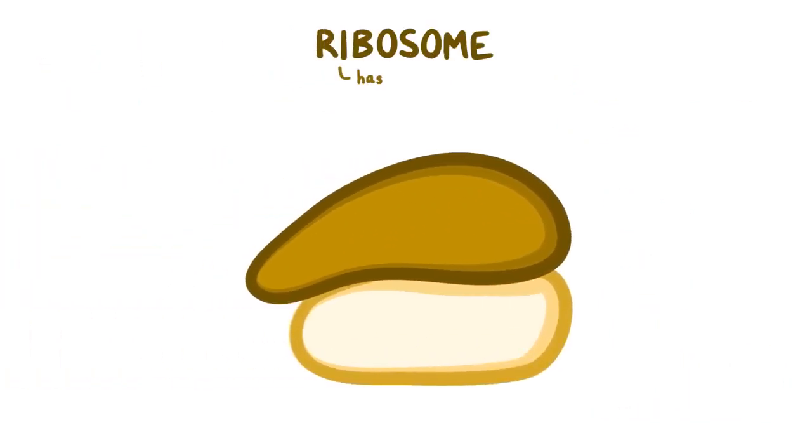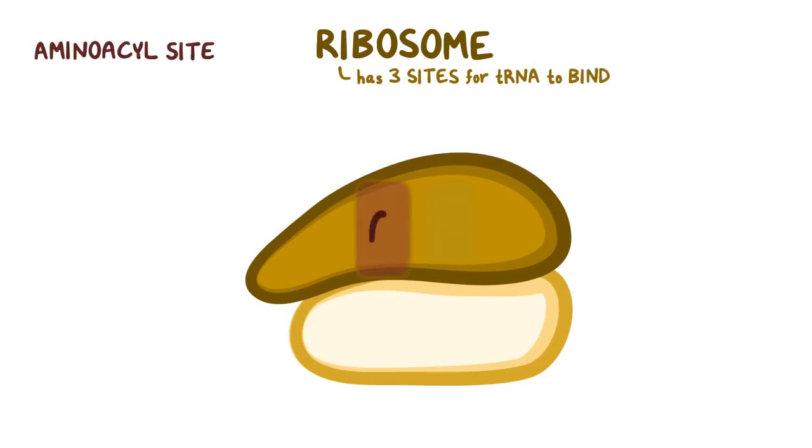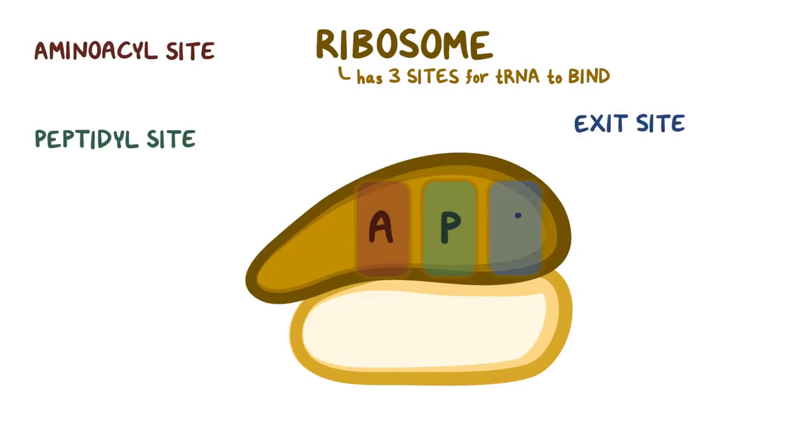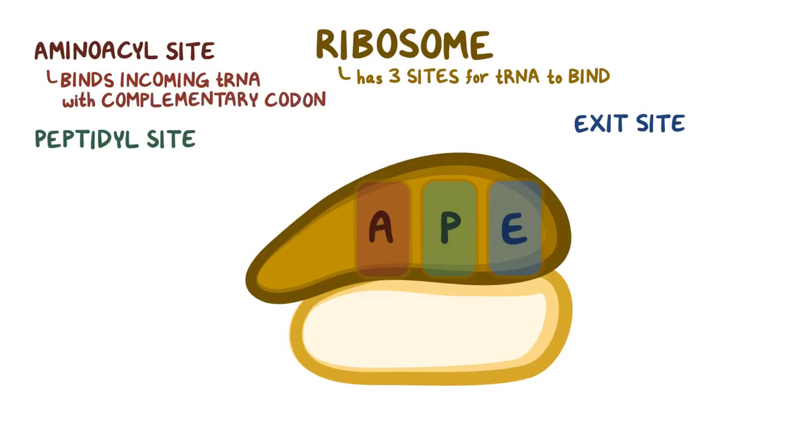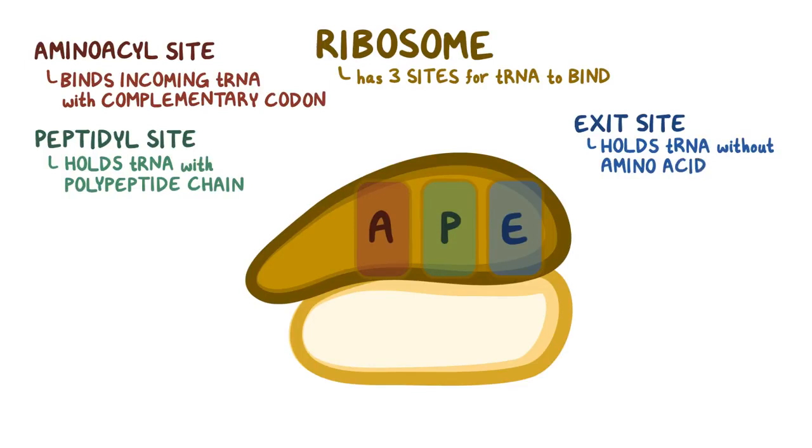So the ribosome has 3 sites for tRNA to bind. They're the amino acyl site, or A, the peptidyl site, or P, and the exit site, or E. The A site binds the incoming tRNA with a complementary codon on the mRNA. The P site holds the tRNA with a growing polypeptide chain. And the E site holds the tRNA without its amino acid.